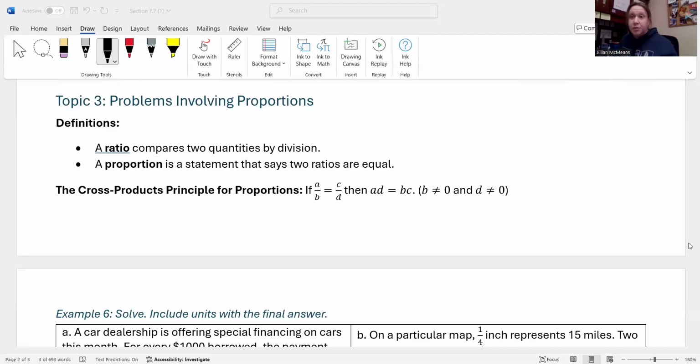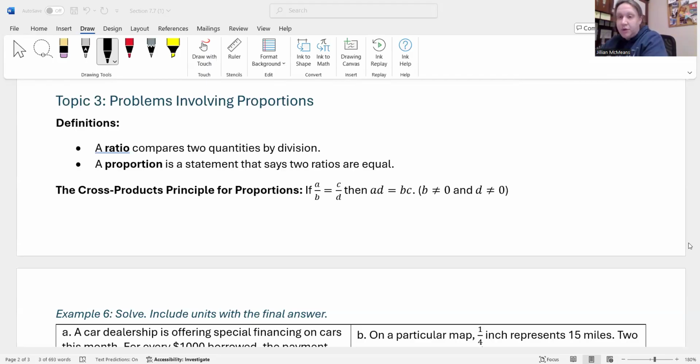Topic 3 covers problems involving proportions. And the good news is we've talked a little bit about proportions already. We talked about proportions when we learned how to solve rational equations. And then we also had a proportion when we were looking at uniform motion. So hopefully this isn't very new to you, but let's introduce proportions, even though we've already seen them.